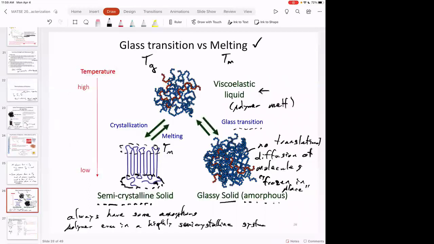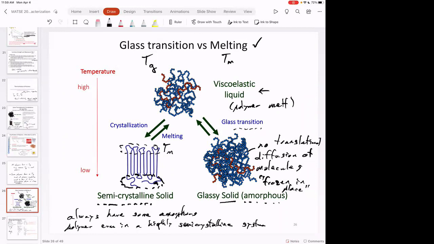And so we know that the TG really describes the mobility of the polymer chain, right? If the polymer is frozen, it's glassy. If the polymer can move around, if it's nice and flexible, it's a liquid. And so stiffer polymers or polymers with less flexibility have higher glass transition temperatures.